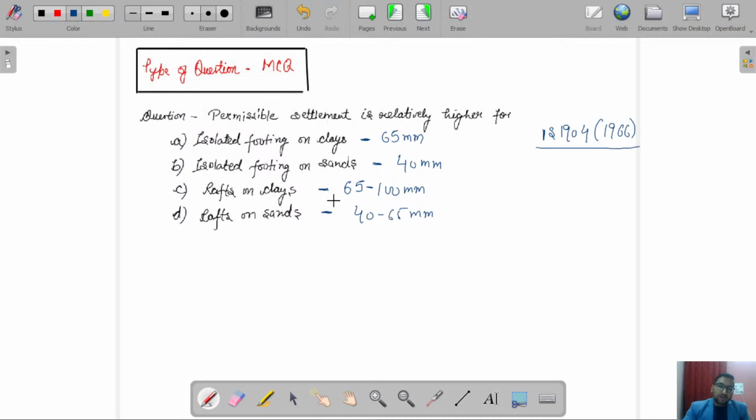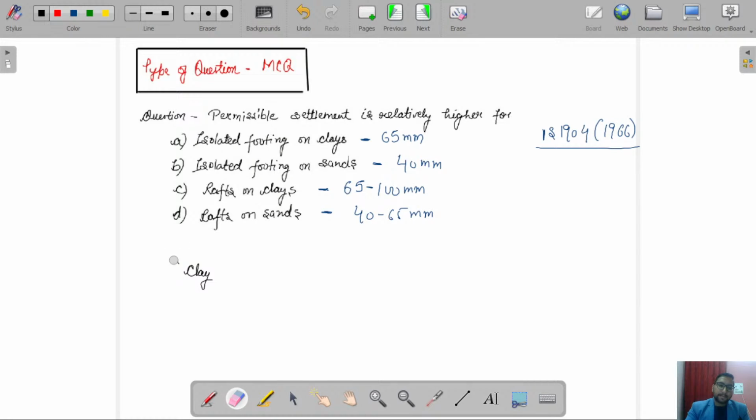So out of clay and sand, in which soil will there be more settlement? If I am talking about settlement, it means final settlement. Out of clay and sand, in which soil are you going to get more settlement? Obviously in clay. So in clay settlement will be more.